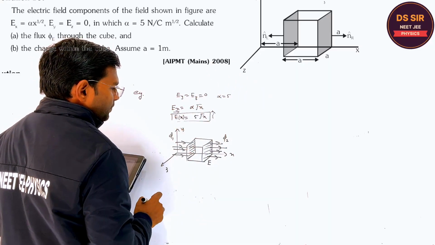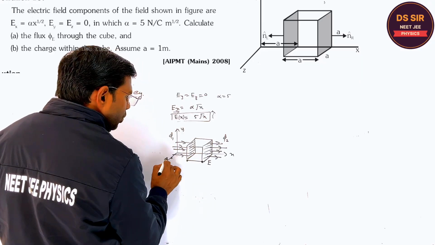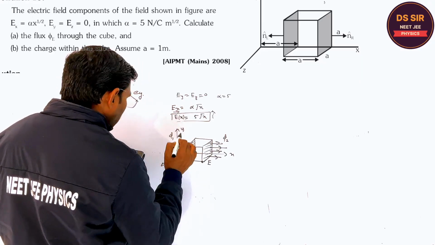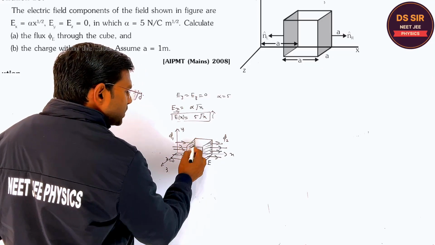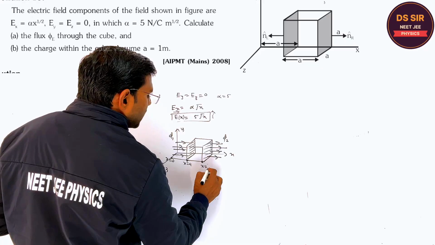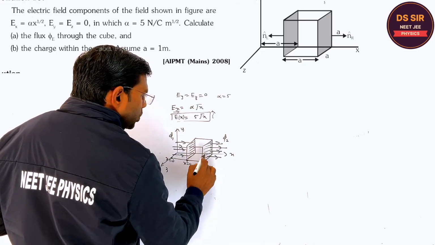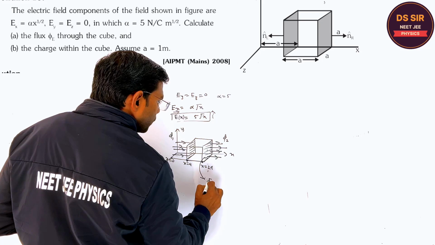Listen, the electric field is not constant here, rather electric field is a function of x. So what is the value of x? Here the x is 0. Then what is the value of x? You can see from the figure. The value of x is a for this face. The x value is 2a at this face. Can you tell me what is the electric field E2 at this face?